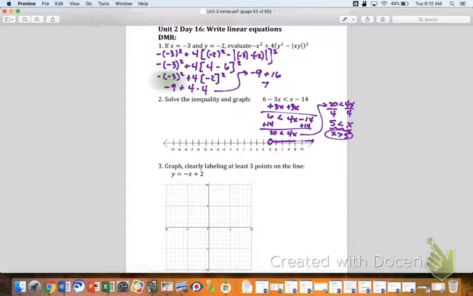Okay, so again, like before, if you would look at what you have and look at what I have and do a little comparison, are we on the same page? Any questions? All right, then finally, number 3, graph clearly labeling at least 3 points on the line.